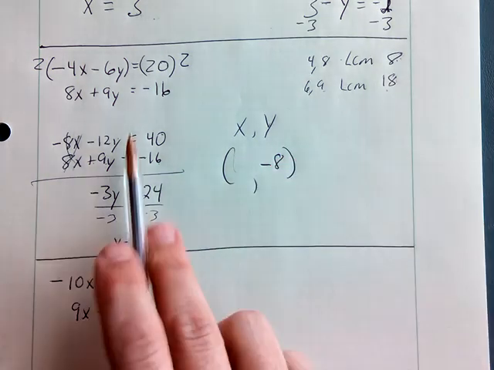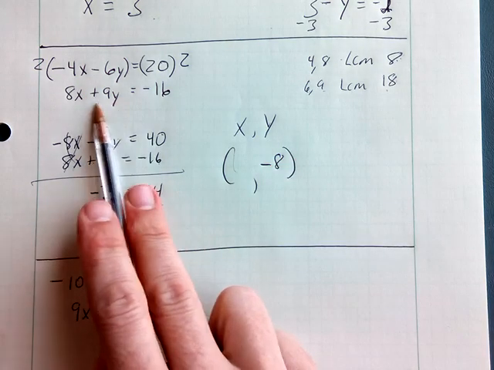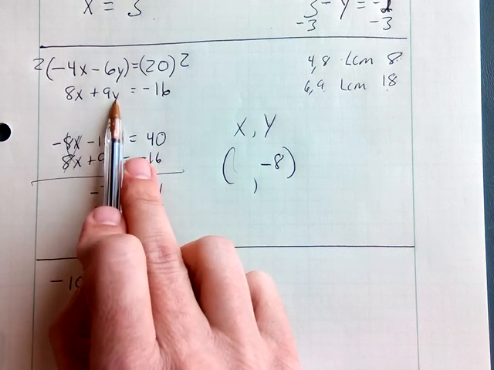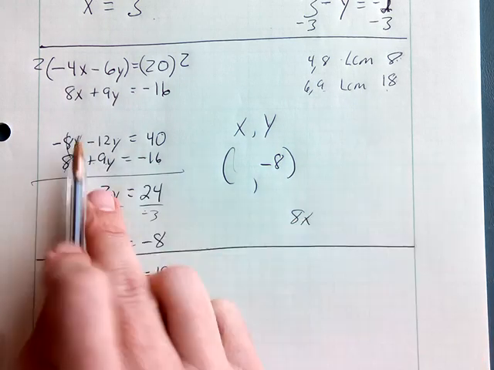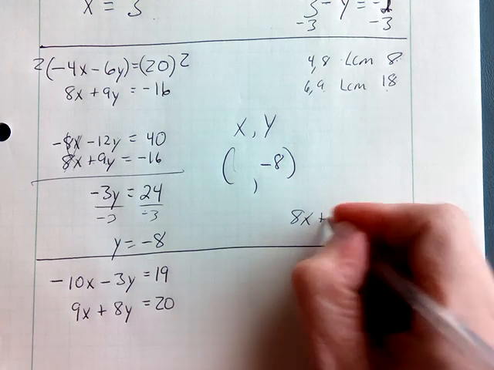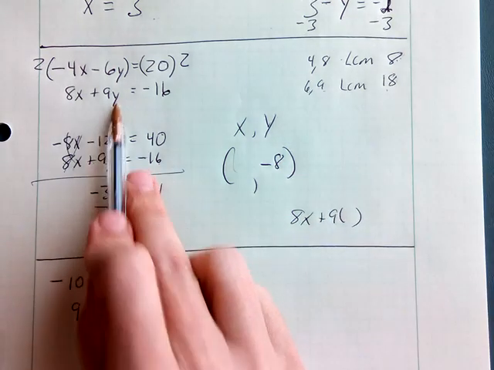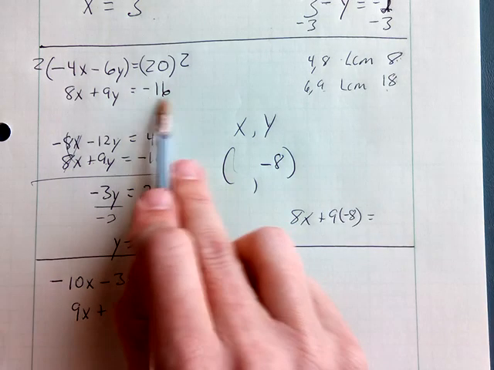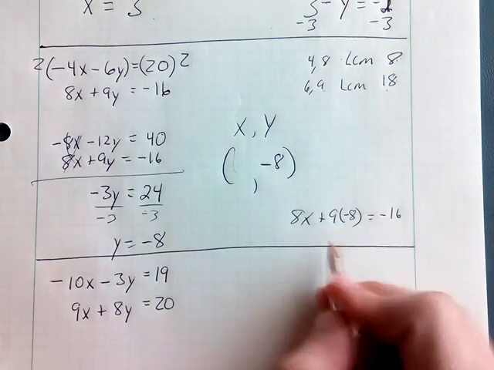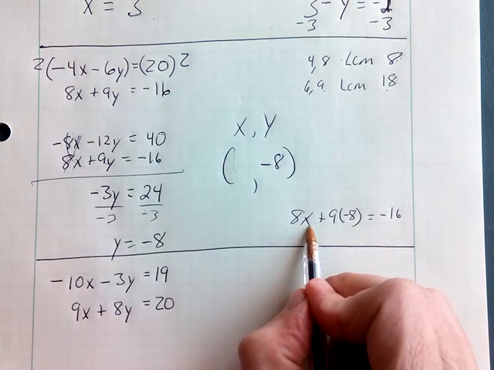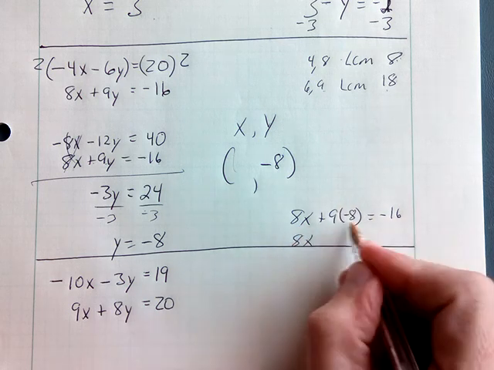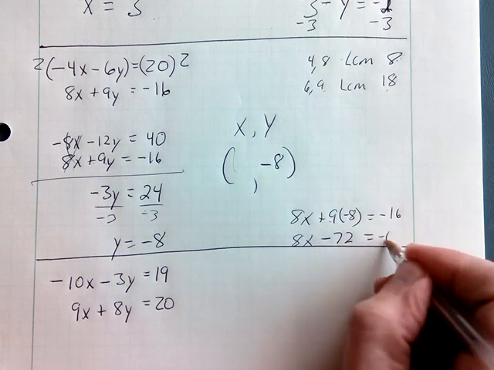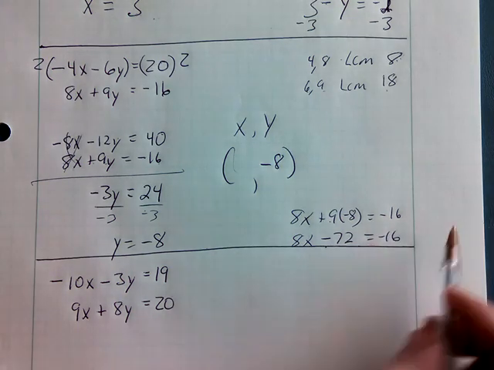Now I'm going to plug it back into one of my original equations. So I'm going to plug it in right here. Well, in for y, not x, right here. So I'm going to have an 8x, that's this term, plus 9 times y, but we found y to be, what? Negative 8, equals this negative 16. Now let's solve. 8x, 9 times negative 8 will be a minus 72, equals negative 16. I'm going to add 72 to both sides.